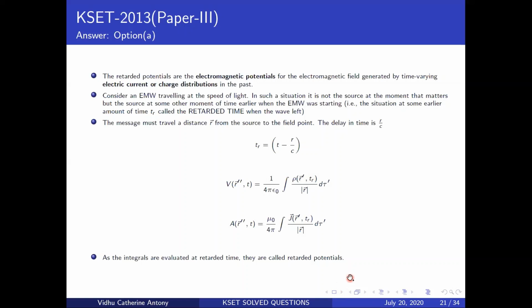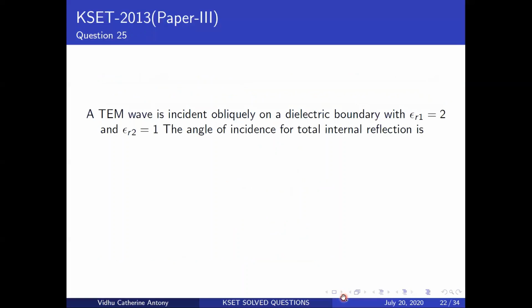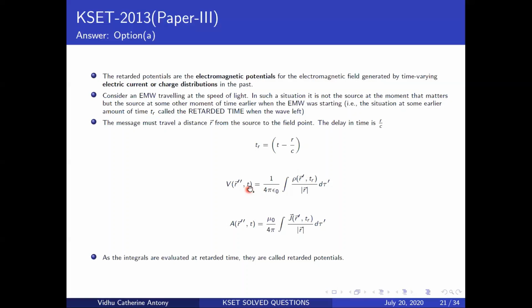So now why are they called that? Because these integrals are evaluated at your retarded time. So you saw that yourself here. Okay. So this is your rho. This is your charge density evaluated at a retarded time TR. This is your current density evaluated at a retarded time TR. So that's why they're called the retarded potentials. Okay. Although they are at the current time, they are because of something that happened in the past. So that's why they call it retarded potential.